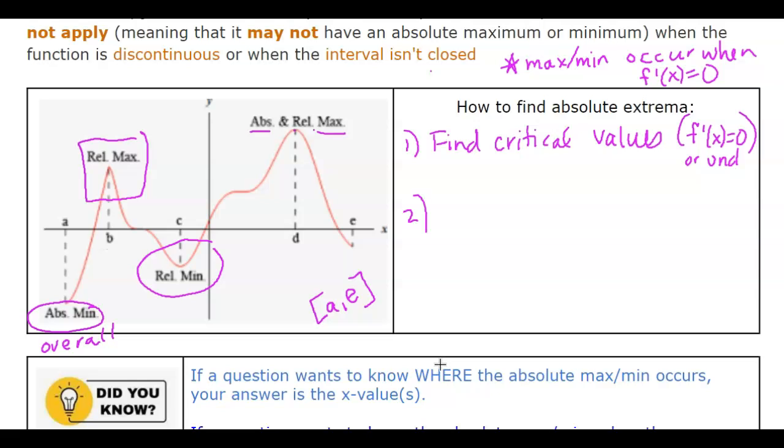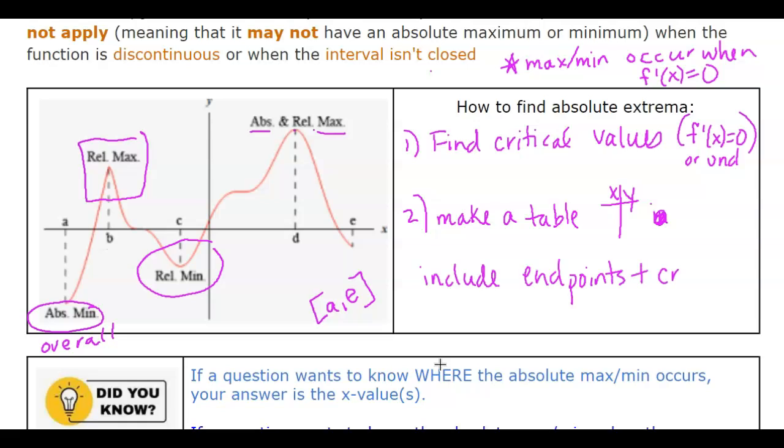So step number 2, you're going to make a table. And it really is one of those traditional XY tables. I'll write it down here. So include endpoints and critical values. And then step 3, compare y values. And it really is that.